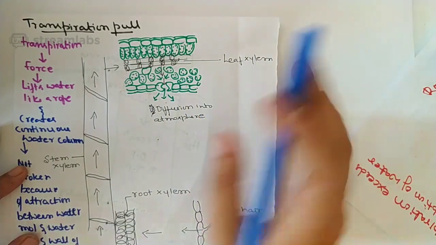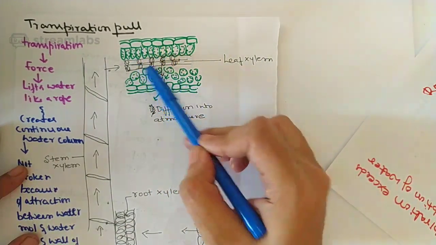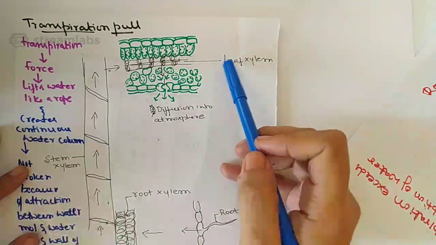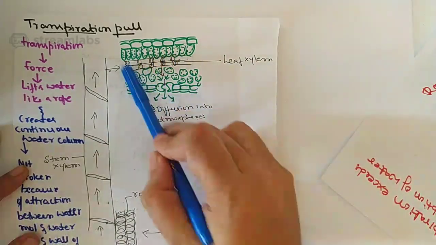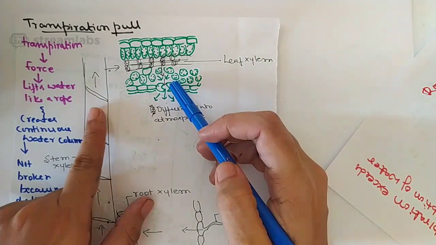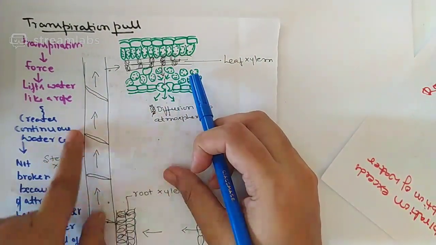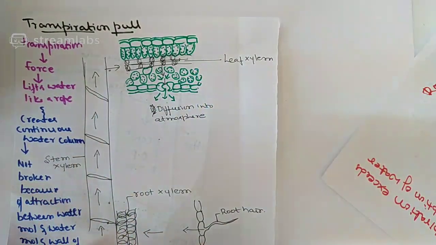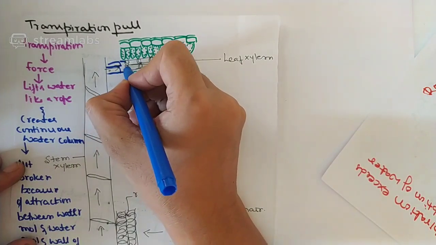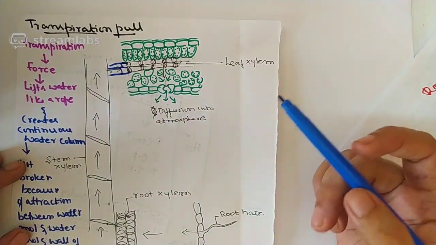Now mesophyll cells have lost water. So they will take up water from their nearest source, that is the leaf xylem. Now leaf xylem has given its water. There is no water in the leaf xylem. So it is immediately going to draw water from the stem xylem. So leaf xylem is in connection with the stem xylem. This is the xylem of the stem.